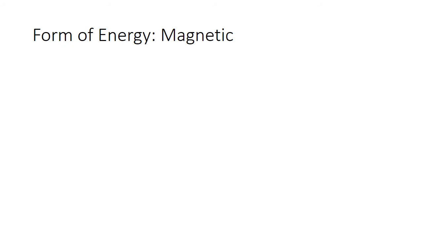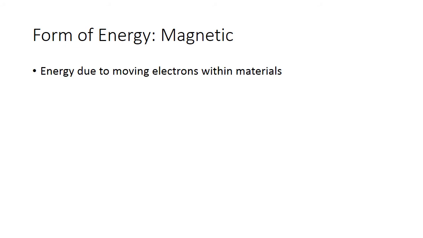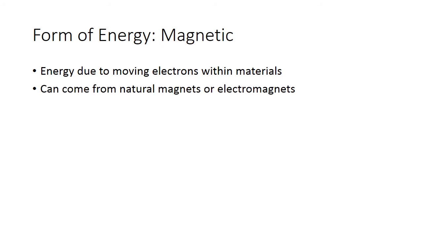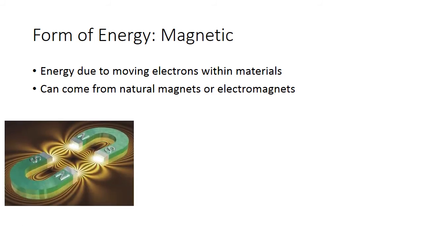Magnetic energy is also a type of energy. Technically, it really isn't different than electrical energy, but we're going to call it different. It's due to moving electrons between materials. Moving electrons generate a force also, and that force is a magnet. It can come from natural magnetic material. You can find magnets in nature. You can make magnetic material too. You can also have electromagnets. Some people, when they're younger, make electromagnets by taking coiled wire around a nail. Both of those are acceptable ways.